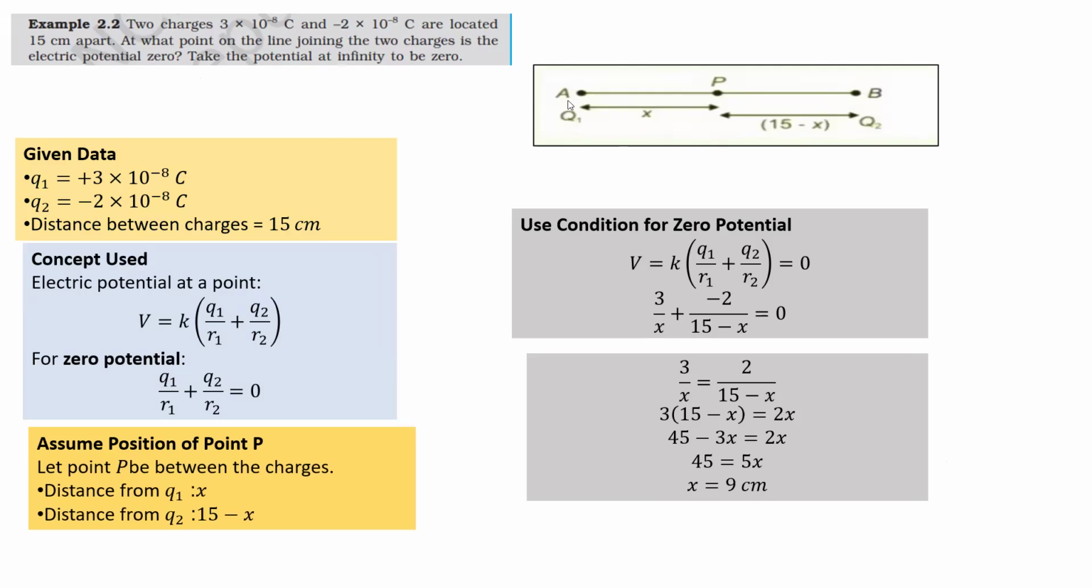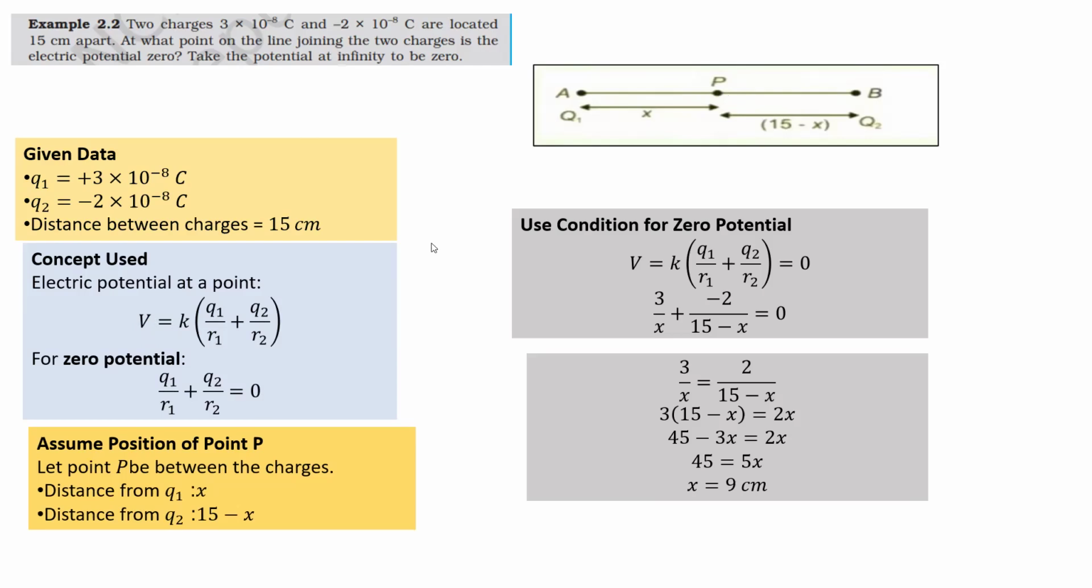Okay, now let us take charge Q1 at A and charge Q2 at B. Thus, the total separation, that is, the distance AB, is 15 centimeter. Now, we will assume one point P between A and B such that the total potential at P is 0. Then potential V equals K Q1 by R1 plus K Q2 by R2. But we have taken potential V as 0. Therefore, Q1 by R1 plus Q2 by R2 equals 0.